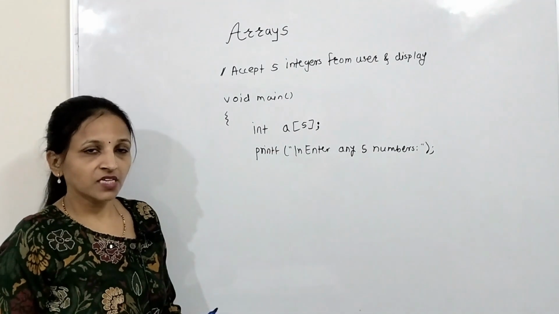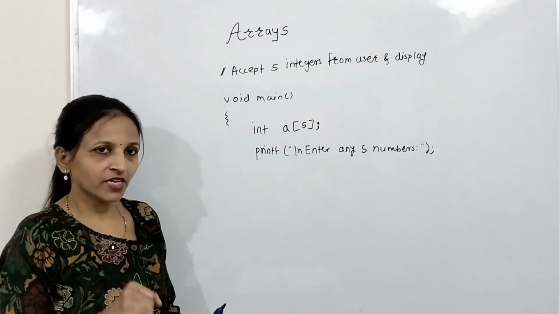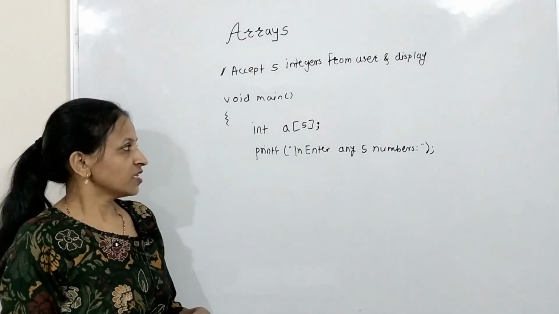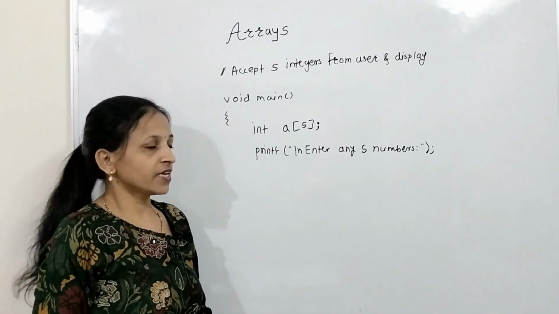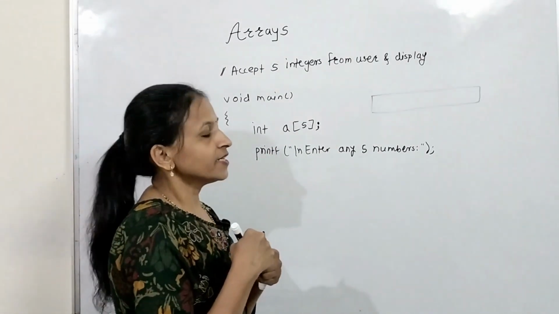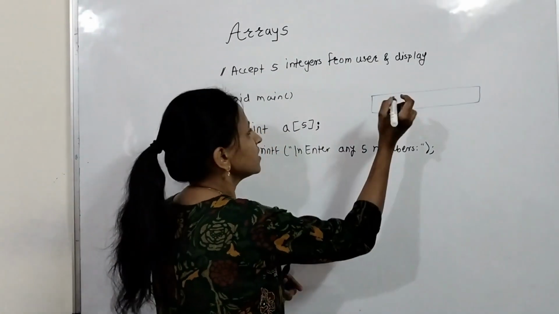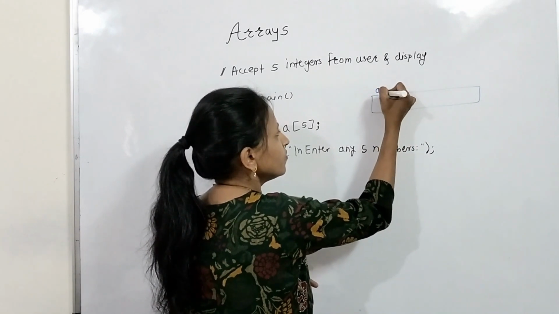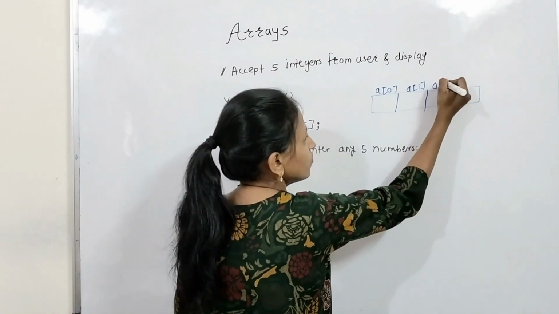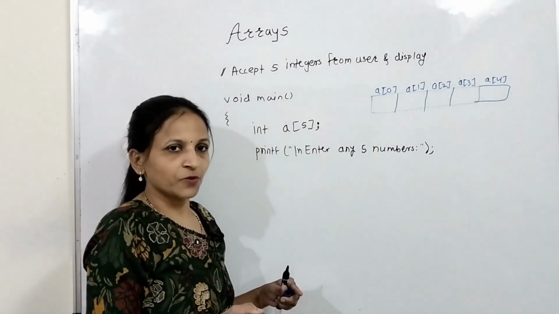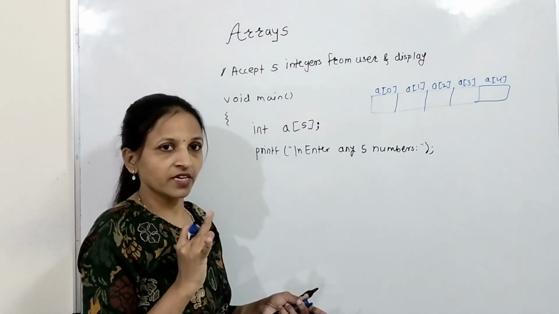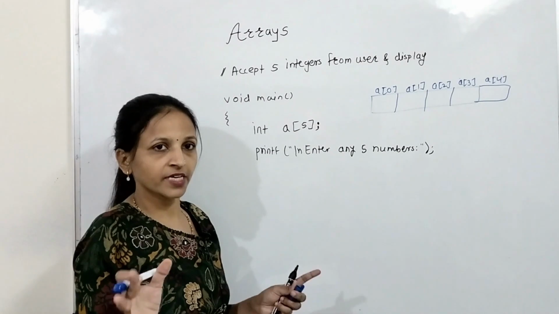Normally we write like this: printf enter the number, then scanf %d ampersand a. But here we have to accept whatever elements and store them in an array. That's why we have declared an array here. Internally, a of 5 means what? For 5 integers memory will get allocated. The first will be a of 0, a of 1, a of 2, a of 3 and a of 4. To access individual elements we have to use index like 0, 1, 2, 3, 4 in this way.